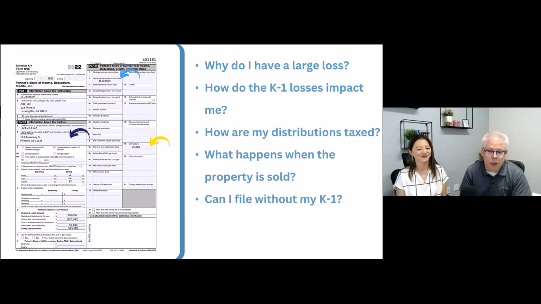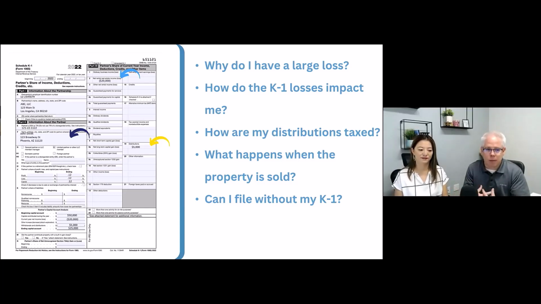Another question we get a lot is, can I file my own tax return if I haven't received my K1 yet? Now, can you do that? Yes, you can. But the better question is, should you do that? And generally, the answer is no. You're going to want to wait till you get your K1, just because it's going to have numbers you have to include on your tax return, obviously.